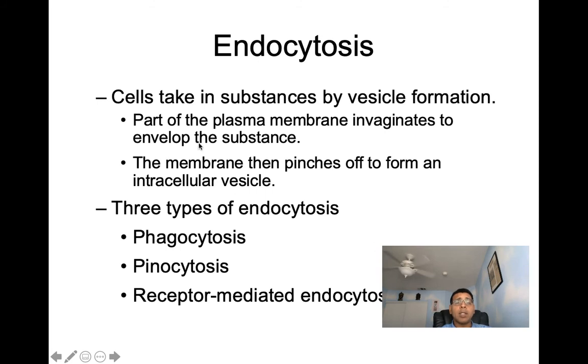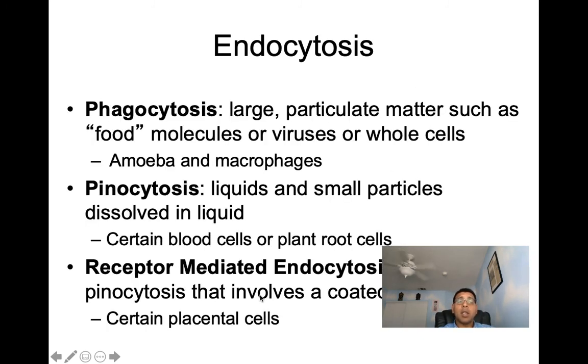So endocytosis, cell takes in substances by vesicle formation. What happens? Part of the plasma membrane invaginates to envelope the substance, as we just saw. The membrane then pinches off to form an intracellular vesicle. When we talk endocytosis, we have three types of endocytosis. We have first what we call phagocytosis, pinocytosis, and receptor-mediated endocytosis. So three different types of endocytosis.